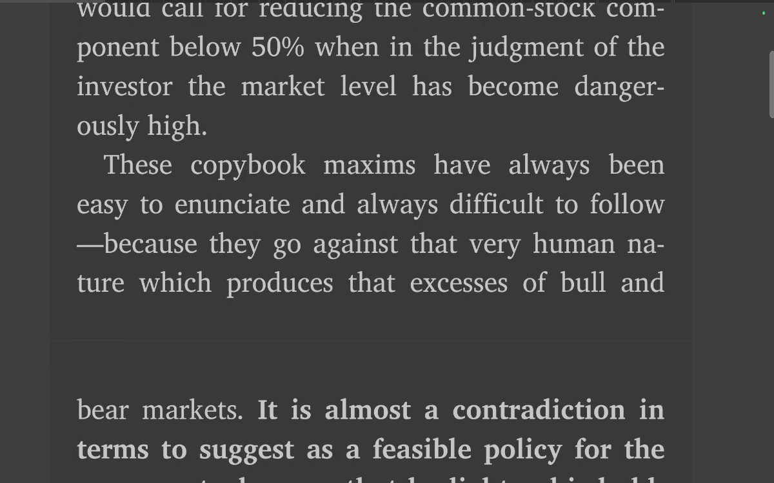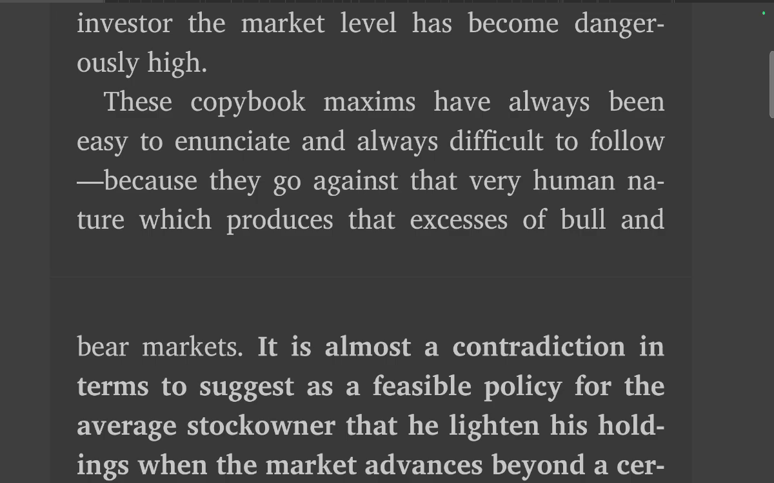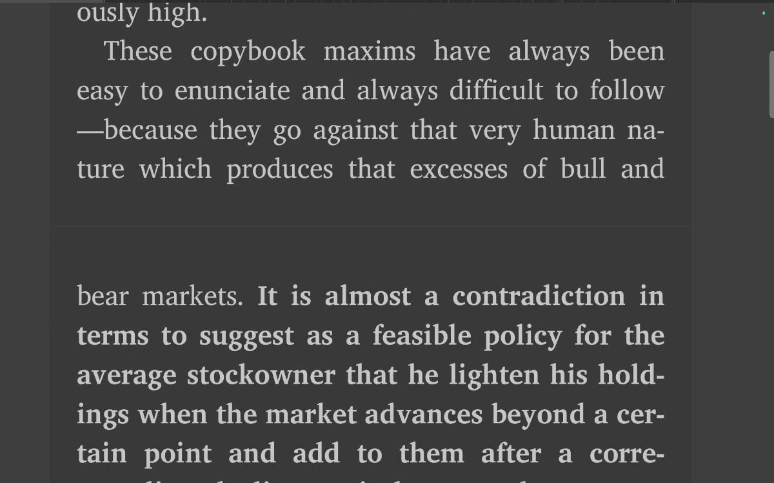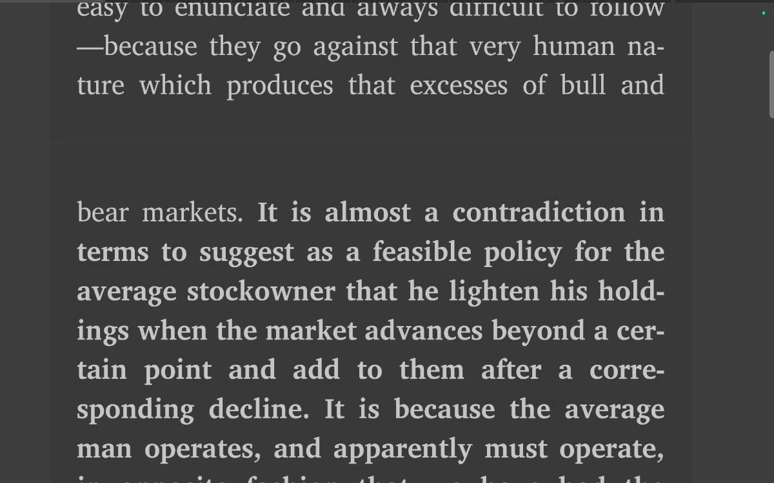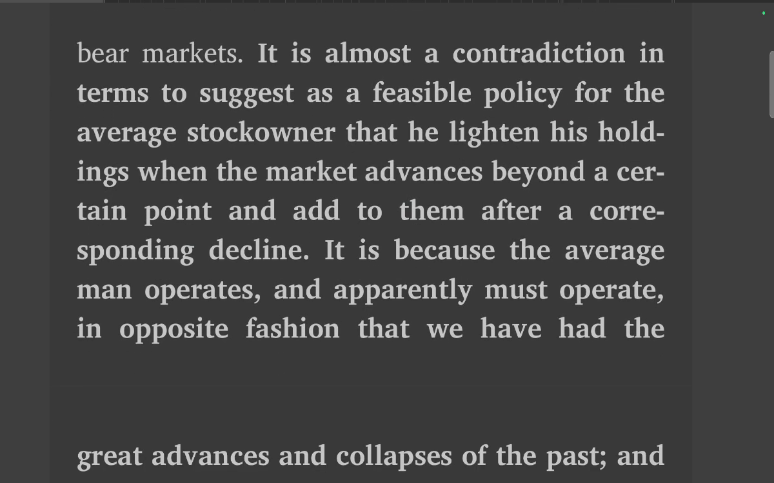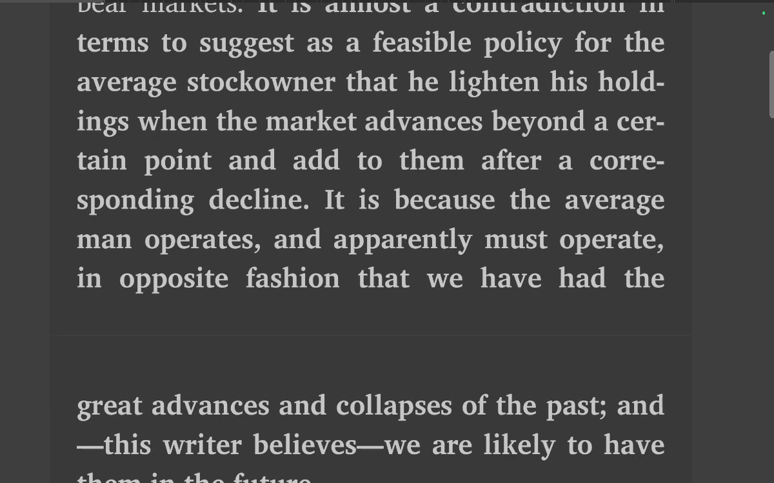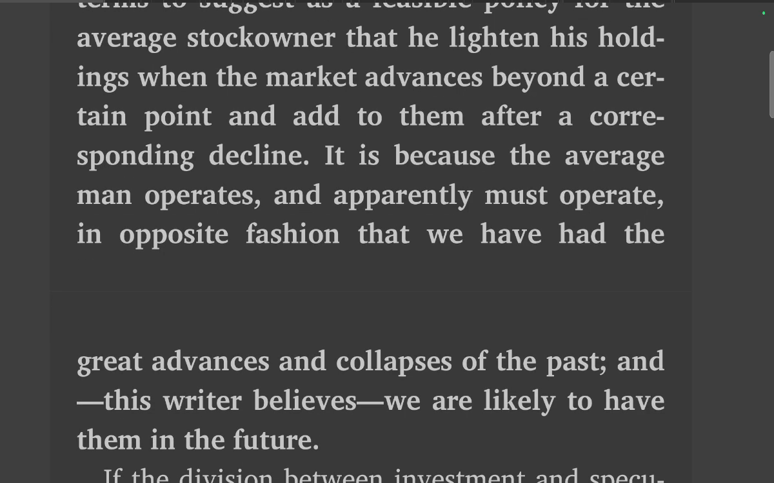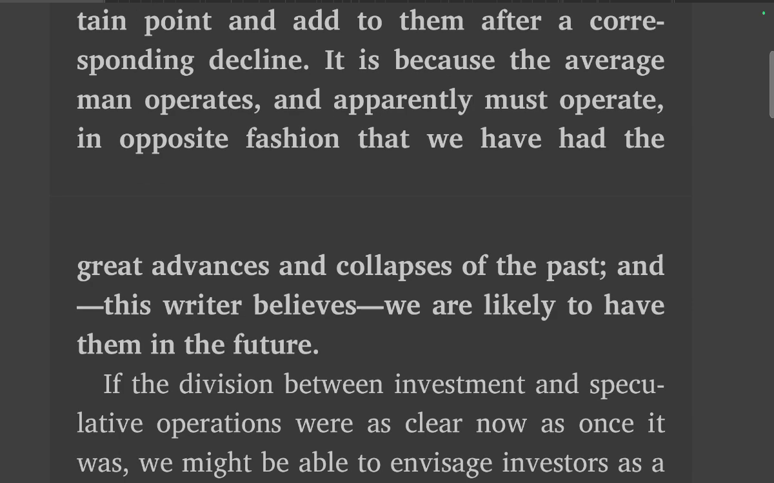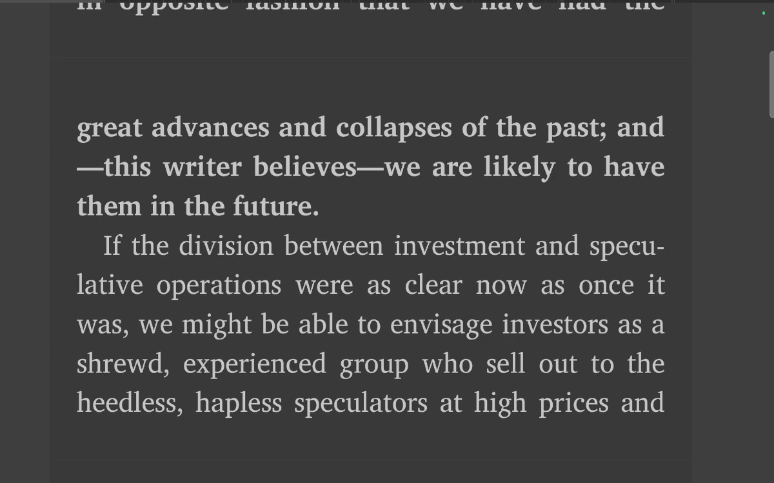The copybook maxims have always been easy to enunciate and always difficult to follow, because they go against that very human nature which produces the excesses of bull and bear markets. It is almost a contradiction in terms to suggest a feasible policy for the average stock market investor that lightens his holdings when the market advances beyond certain points and adds to them after a corresponding decline. It is because the average man operates, and apparently must operate, in opposite fashion that we have had the greatest market collapses in the past, and which the writer believes we are likely to have in the future.